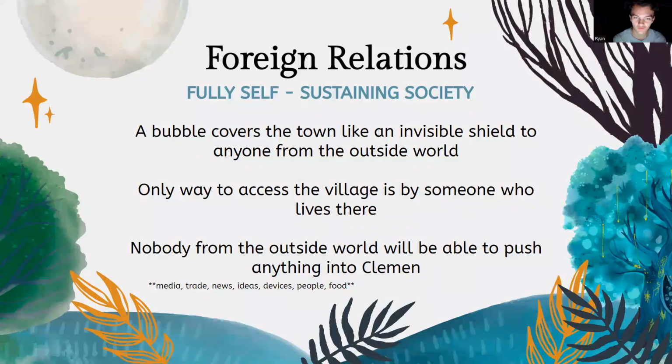Ideally, a bubble would cover the entire town as a sort of invisible shield, and the only way anyone could get through is if the village people grant them access. This is to stop anything from entering the world. So media, trade, news, ideas, devices, people, food, none of that would be able to reach Clement. It would be its entire little universe.